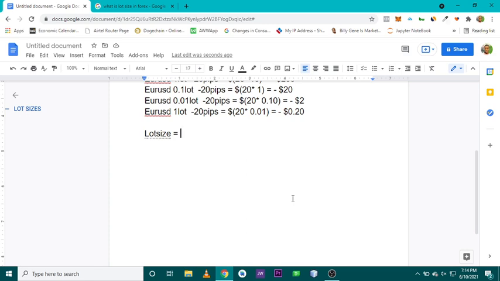So the formula is: lot size is equal to the amount you want to risk, the amount risked in dollars, divided by your stop loss, which is in pips, times 10. Please note this is in pips. Let's give an example.